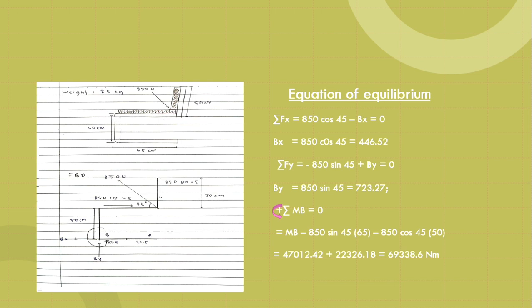So for the maximum bending moment, we got the Mb minus 850 sine 45 times 65, because the length is 65, minus 850 cos 45 degree times 50, because the length is 50 cm. So at last we got 69,338.6 Newton meter.